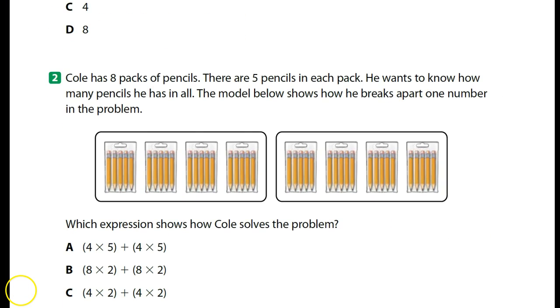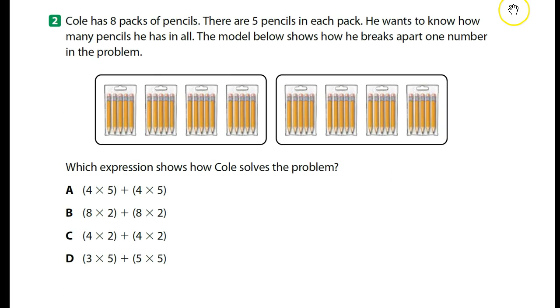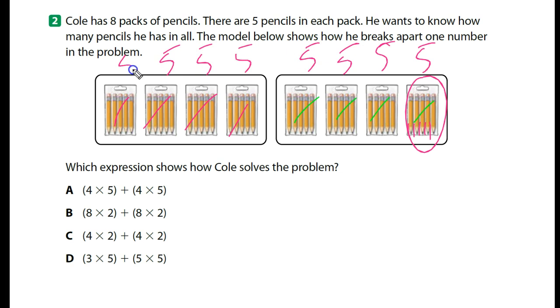Let's look at the other example that we have right here. It says Cole has 8 packs of pencils. Well, let's see. He's got 1, 2, 3, 4, 5, 6, 7, 8. Okay, perfect. There are 5 pencils in each: 1, 2, 3, 4, 5. So he's got 5 here, 5 here, 5 here, 5 here, 5 here, 5 here, 5 here, and 5 here. He wants to know how many pencils he has in all.